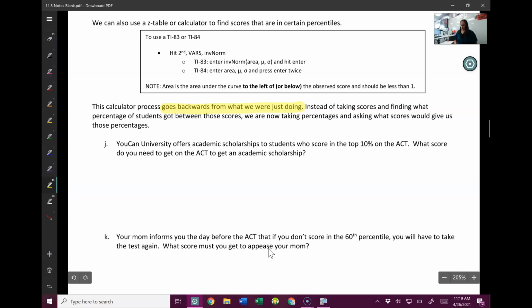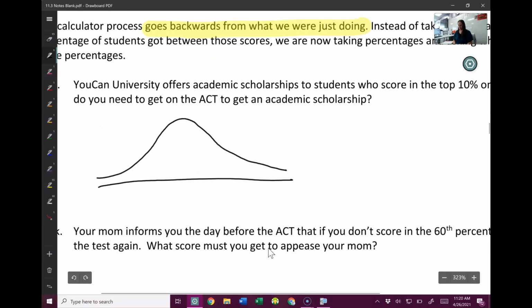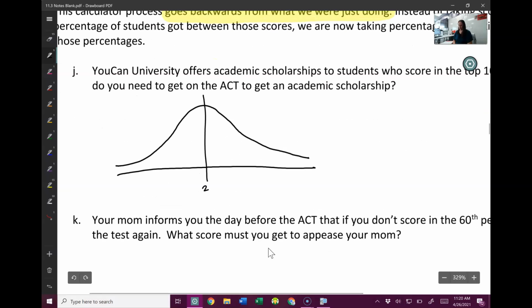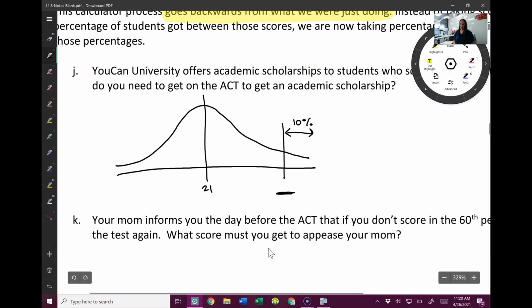So let's walk through how to do this. UCAN University offers academic scholarships to students who score in the top 10% on the ACT. So let's start by sketching that out. Here's our normal curve. Our mean is still 21. And we know that this over here is going to be the top 10% of students. And we want to know, what score do you need to get so that this area here is exactly 10%.